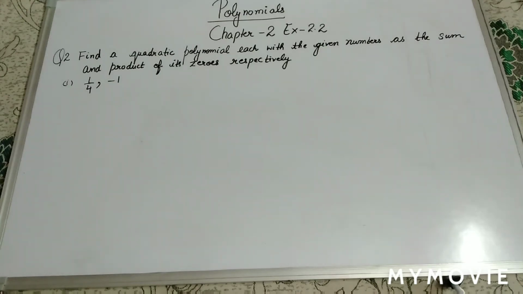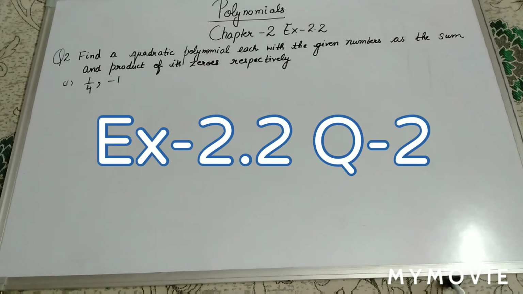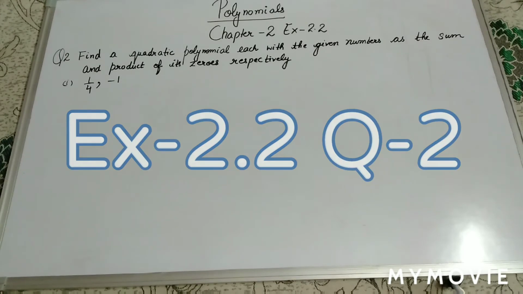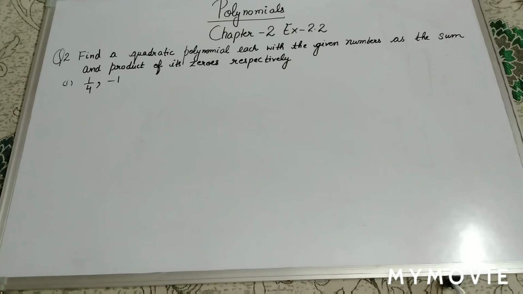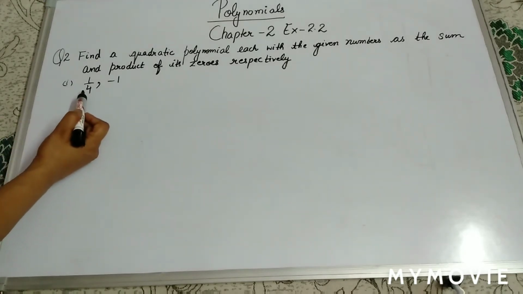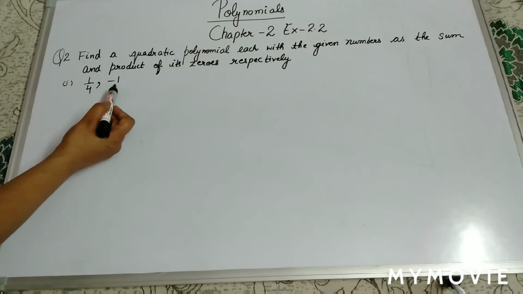Hello friends, welcome back. Let us start with question number 2 of exercise 2.2. Question number 2 is: find a quadratic polynomial each with the given numbers as the sum and product of its zeros respectively. You have to form a quadratic polynomial in which the sum of zeros and the product of zeros are given to you. Like 1 by 4 is the sum of zeros and minus 1 is the product of zeros.